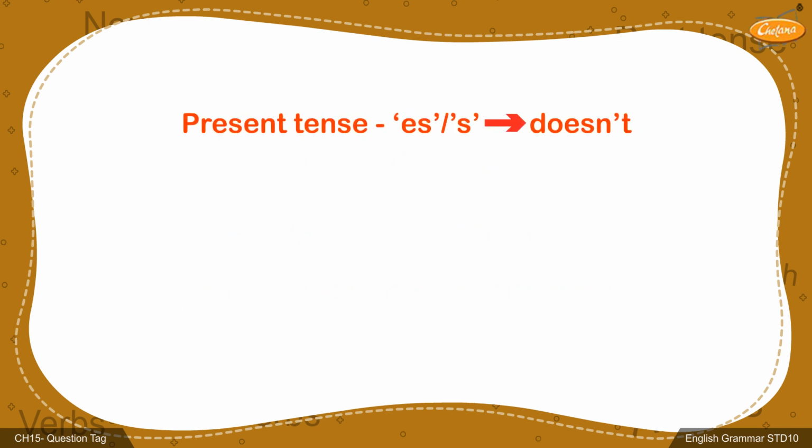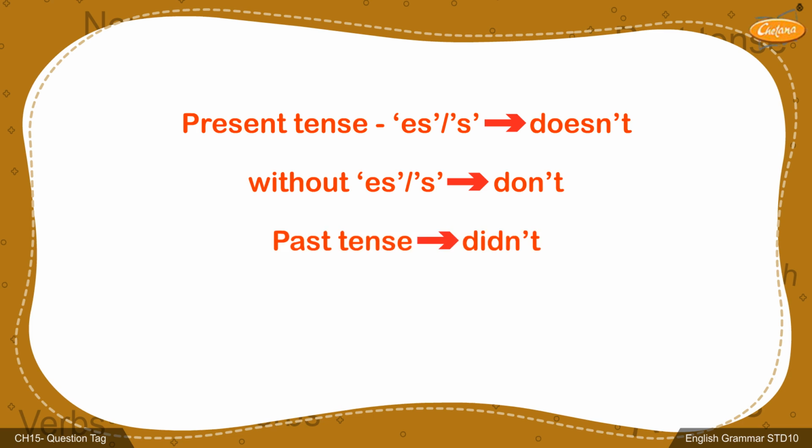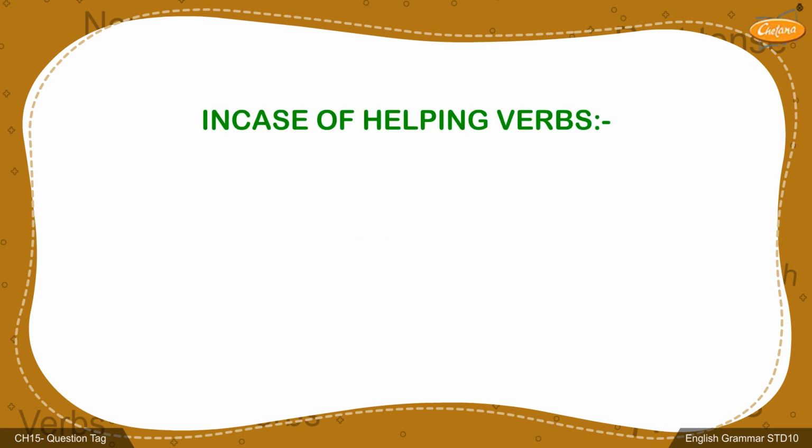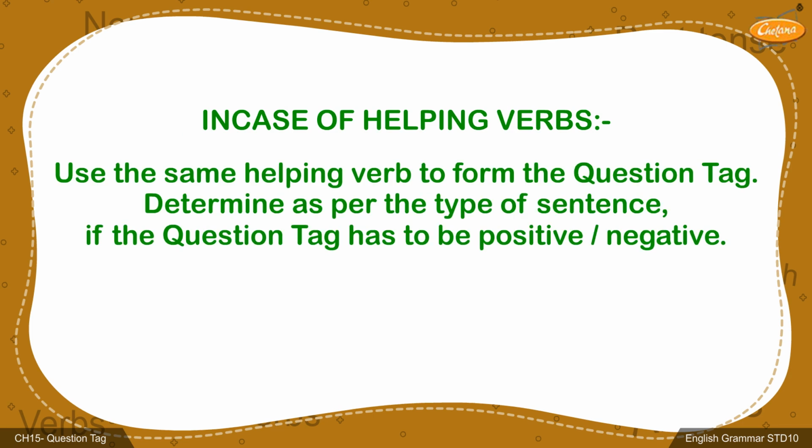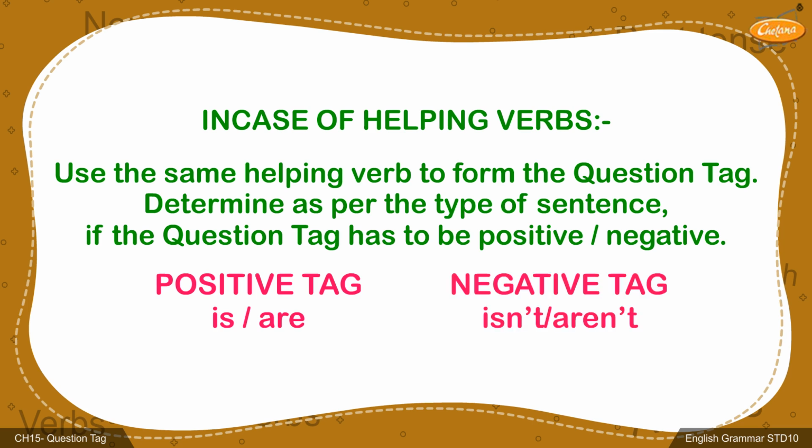Present tense, with es or s, doesn't. Without es or s, don't. Past tense, didn't. However, if a helping or auxiliary verb is given in the sentence, you must remember to use the same in the tag after determining whether a positive or negative tag is to be used. Positive tag is, are. Negative tag isn't, aren't.